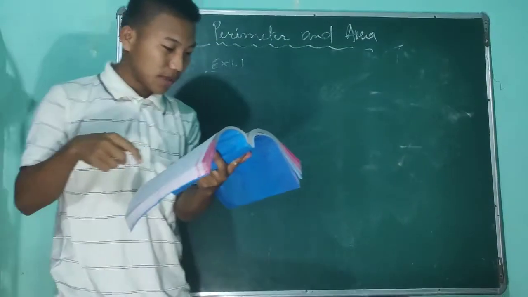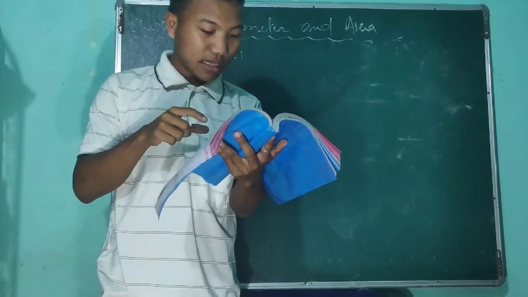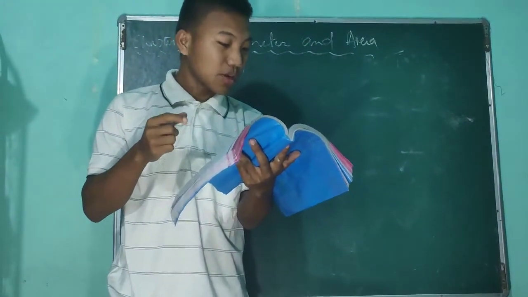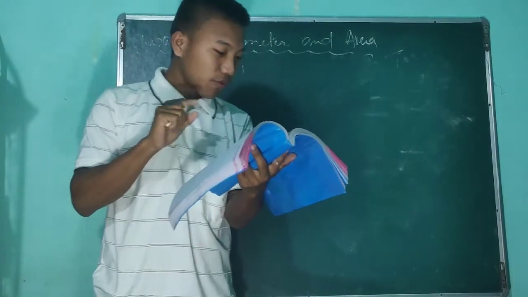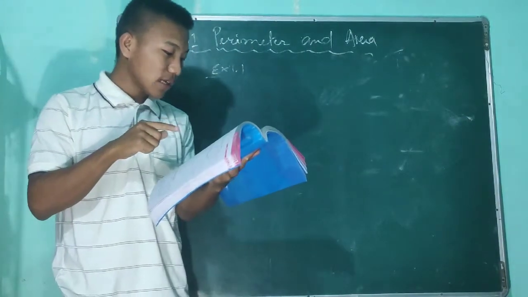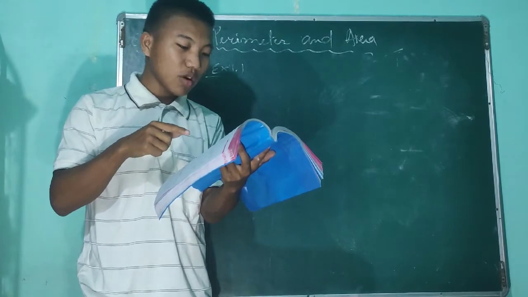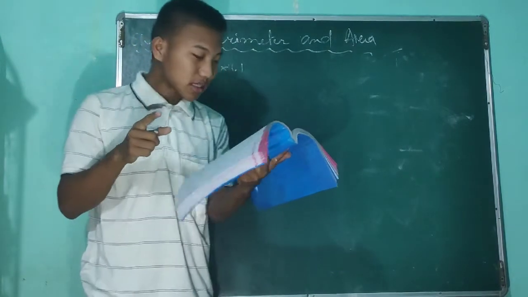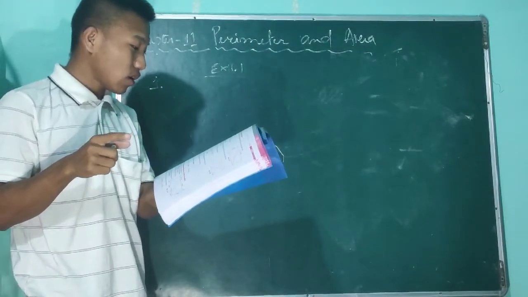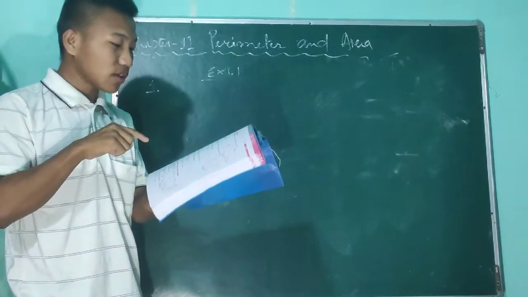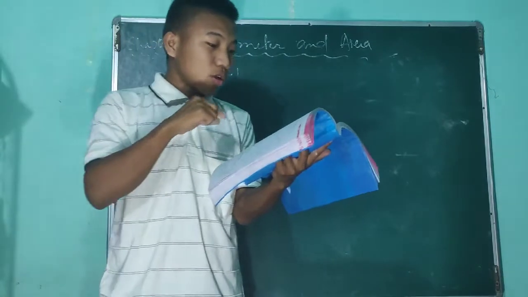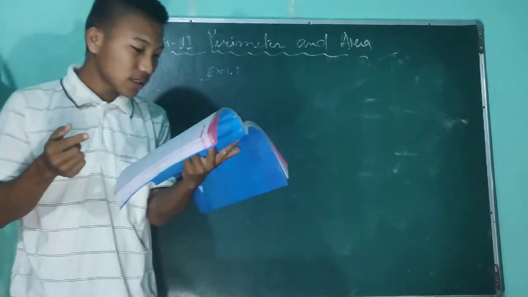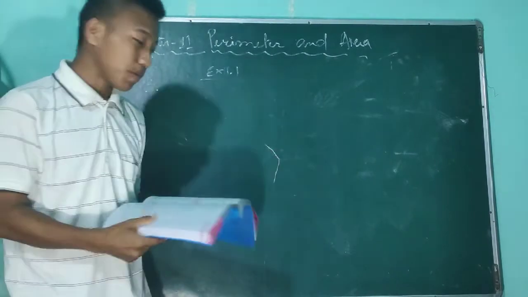Question number 1, let us read it. The length and the breadth of a rectangular piece of land are 500 meters and 300 meters respectively. Find, one, its area; two, the cost of the land if 1 square meter of the land costs rupees 10,000. So first we have to find the area of a rectangular piece of land whose length is 500 meters and breadth is 300 meters. Let us solve it.